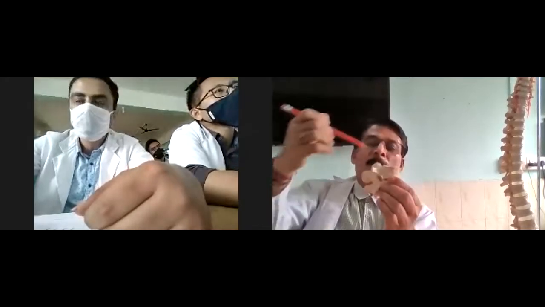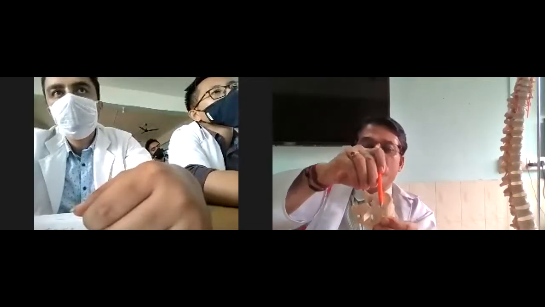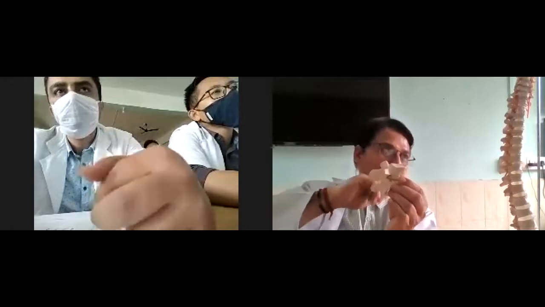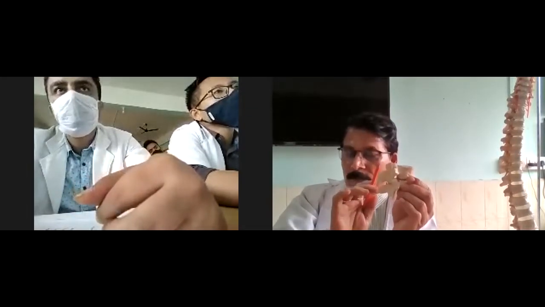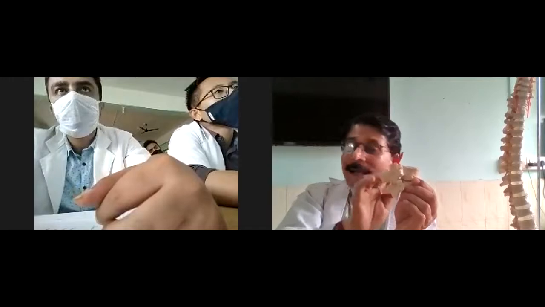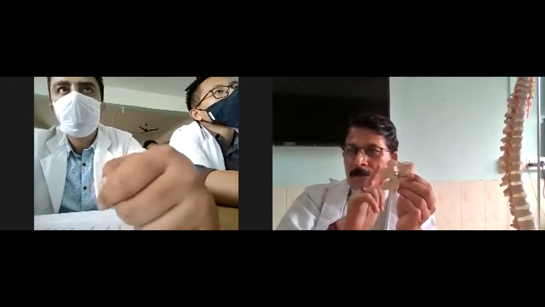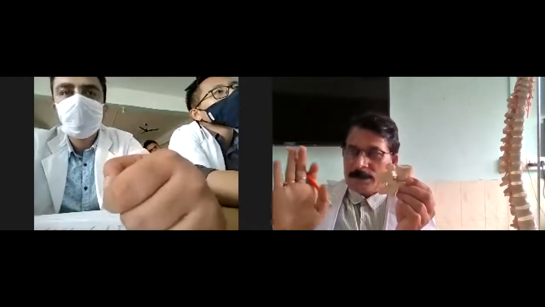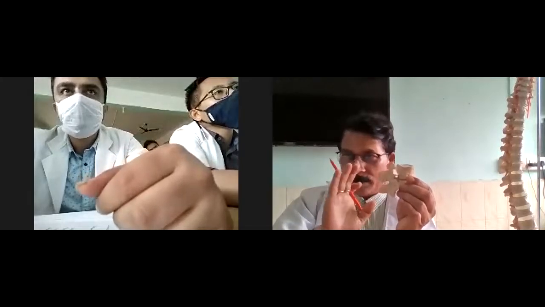What are the three columns? One is your anterior column, which is the anterior half of this body along with this part. Then your posterior column, limited by the posterior longitudinal ligament, and the rest of the part is your middle column. The middle column, anterior column, posterior column. This should be understood; it is important from the Denis stability point of view.